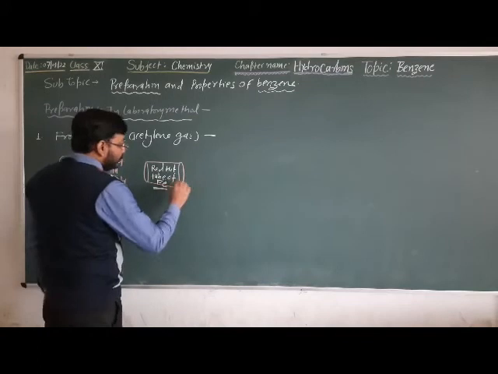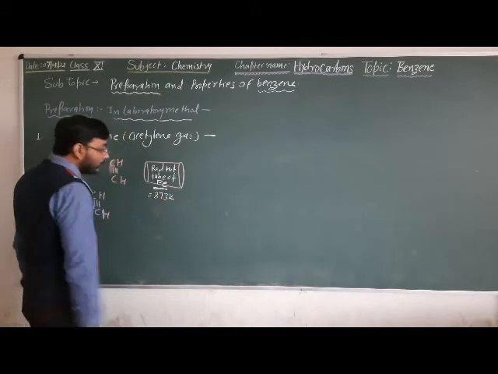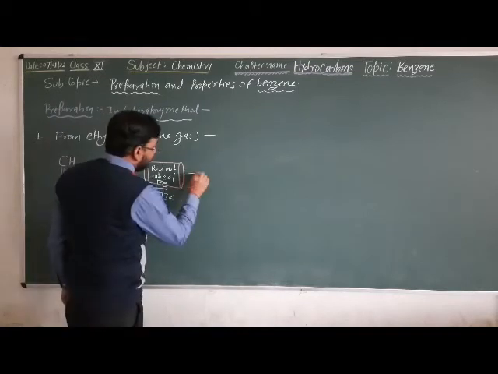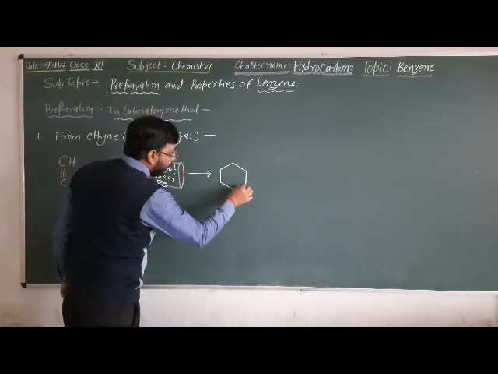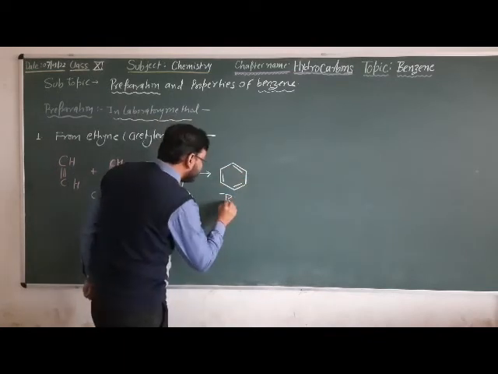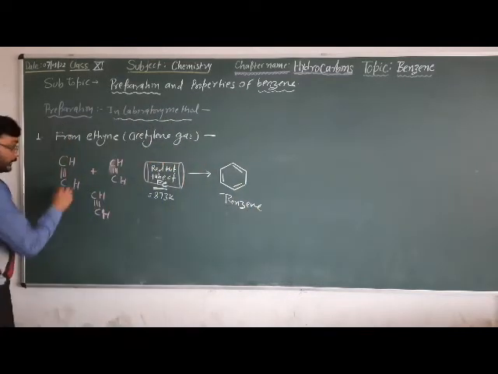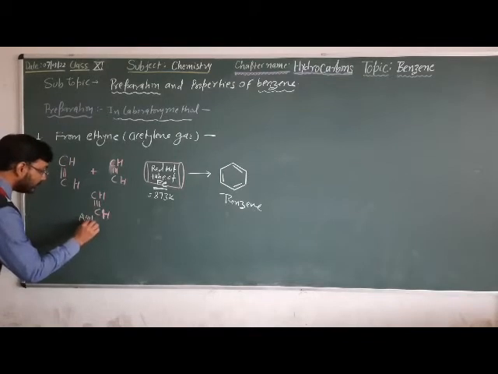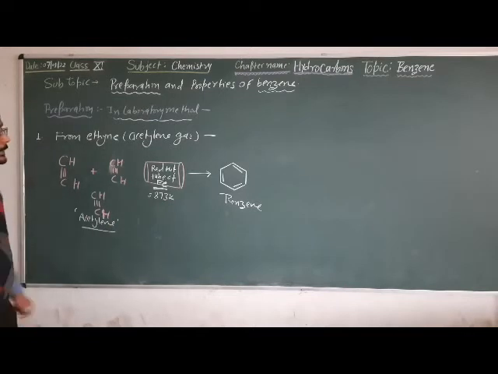The temperature we maintain is around 873 Kelvin. It will give benzene. Then we get the benzene. 3 molecules of acetylene are required. This is the first method of preparation. Note it down. Then I will discuss the next method.